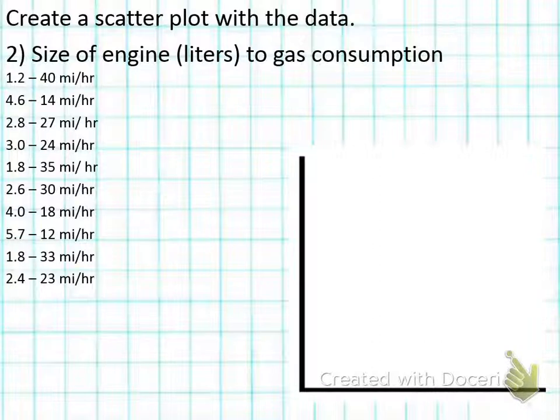Number 2. Let's say you were looking at getting a car. You're all going to be getting cars, or hopefully driving one, when you're in high school. And you want to see what kind of car you get. What would you predict in regards to engine size and the miles per gallon? Would you think a big engine would use more gas, less gas, or it doesn't matter? More gas? How do you know that?